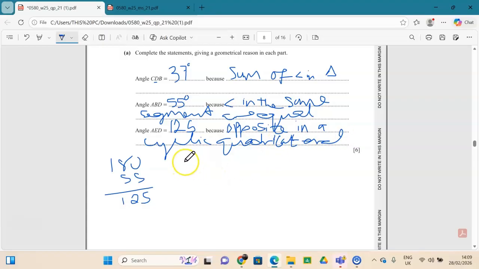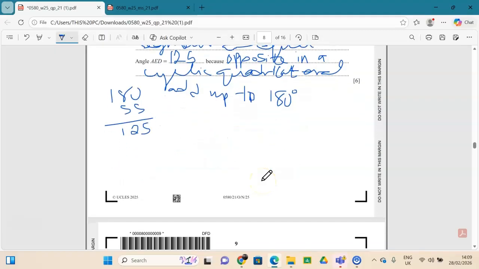Quadrilateral, add up to what? They add up to 180. Add up to 180 degrees. These reasons will give you your full mark.